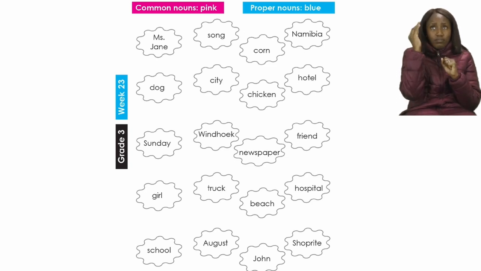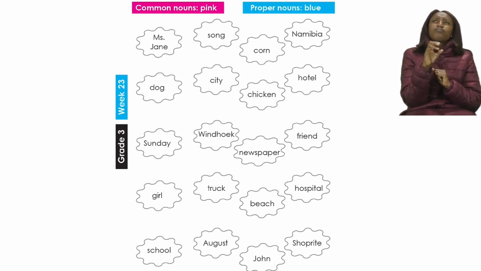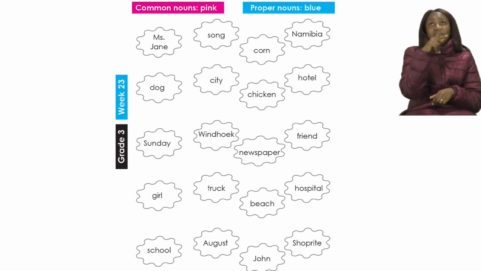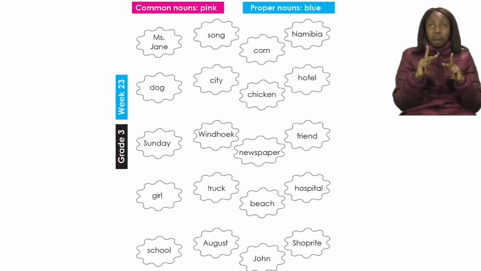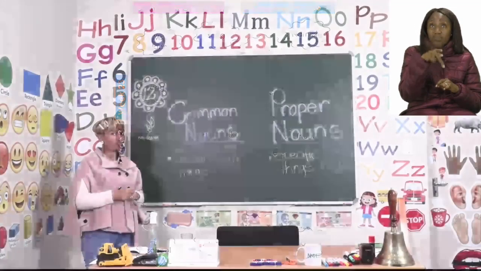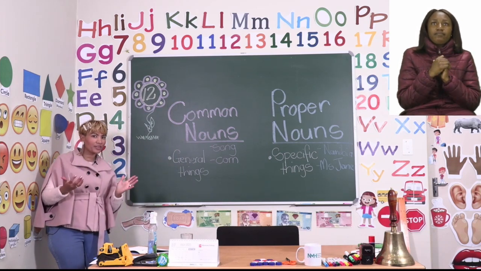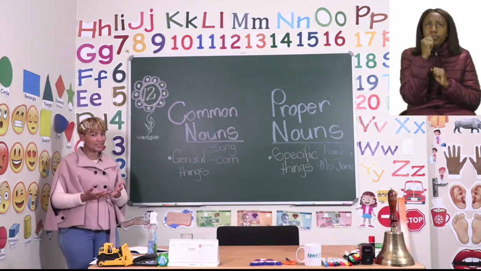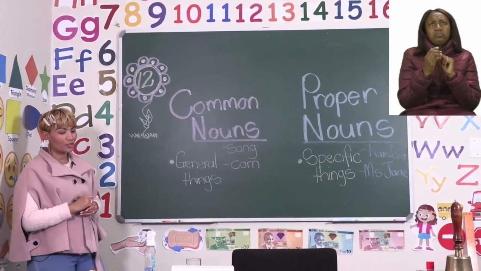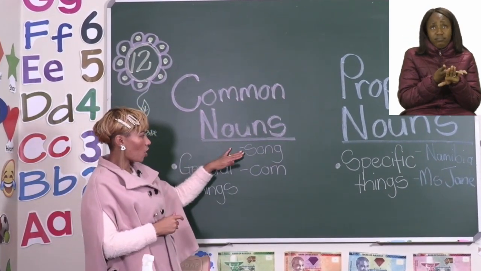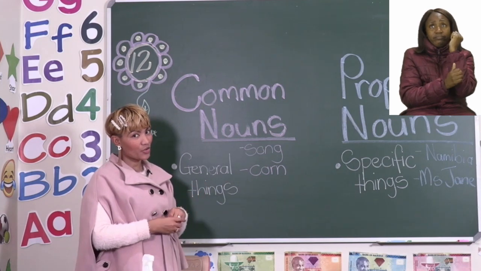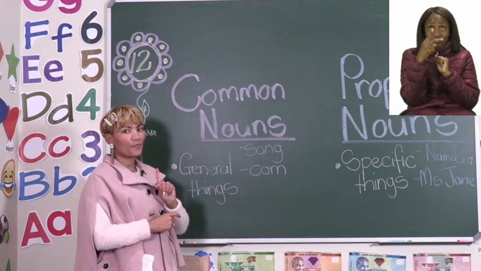So you look at the word and you decide, is this a common noun or is this a proper noun? And if you decide it's a common noun, then you color the bubble pink. If you think it's a proper noun, then you color the bubble blue. On the board I gave you some ideas. Common nouns we know as general things that we talk about on a regular basis, everyday things. And two examples that I took from the booklet, song and corn. So now you can go ahead and color these two words pink.